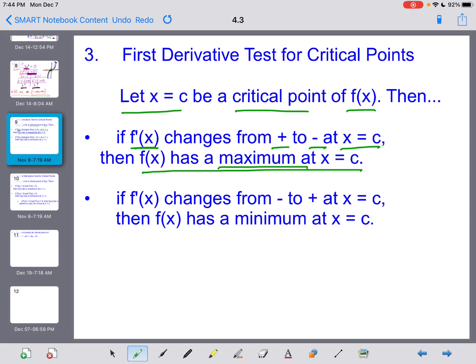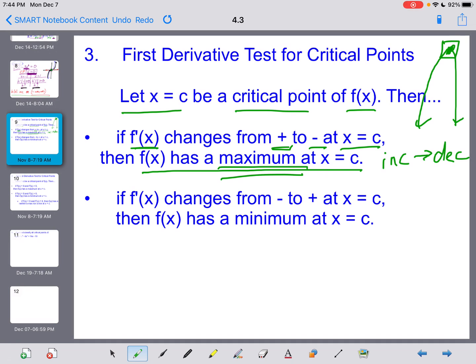If your derivative was positive, that would mean that your function was increasing. And then if your derivative becomes negative, that now means that your function is decreasing. So your function was increasing with a positive derivative and then starts decreasing with a negative derivative. And if that happens, guess what? That point right there is a maximum.